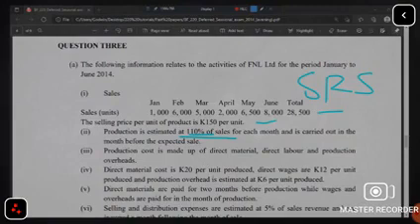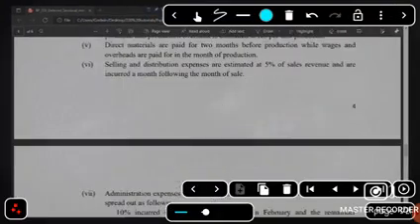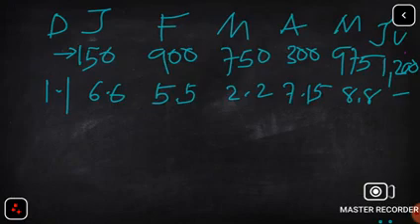The next note says production cost is made up of the direct materials, direct labor, and production overheads. So this is just telling you what the costs attached to the production are. The direct material costs 20 kwacha per unit produced. How much was produced? Whatsoever we calculated earlier. So we want to calculate our direct unit.